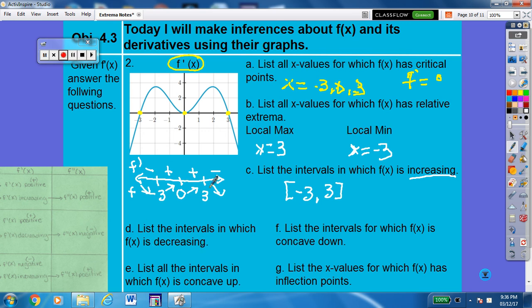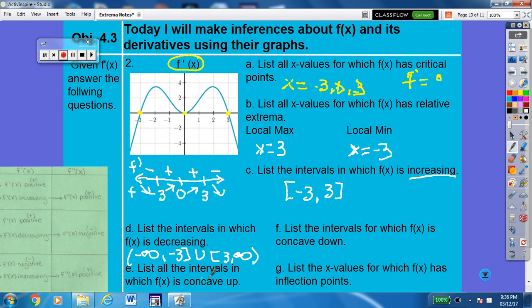List the intervals where it is decreasing. Well, that would be all the ones on the outside. So negative infinity to negative 3 included, and 3 to infinity. And again, we're using brackets because increasing and decreasing is defined as including the negative 3 and 3 with brackets.